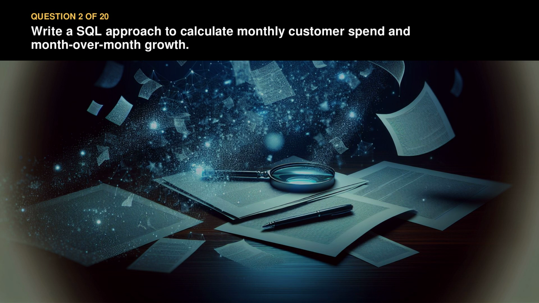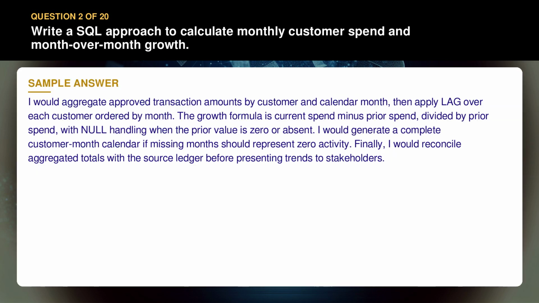Question 2. Write a SQL approach to calculate monthly customer spend and month-over-month growth. I would aggregate approved transaction amounts by customer and calendar month, then apply lag over each customer ordered by month. The growth formula is current spend minus prior spend, divided by prior spend, with null handling when the prior value is 0 or absent. I would generate a complete customer month calendar if missing months should represent 0 activity. Finally, I would reconcile aggregated totals with the source ledger before presenting trends to stakeholders.